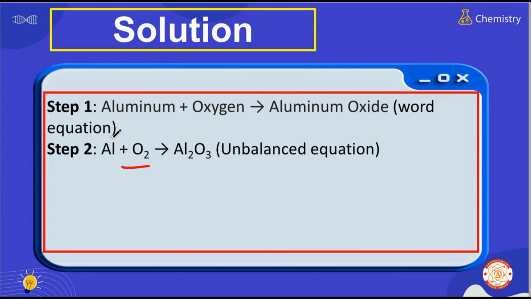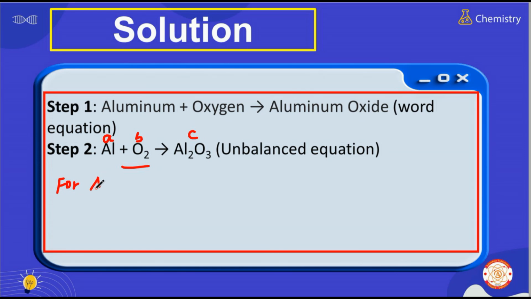So the first step is to assign coefficients. I'm going to assign A for the coefficient of aluminum, B for oxygen, and C for aluminum oxide. So I'm going to relate these variables.